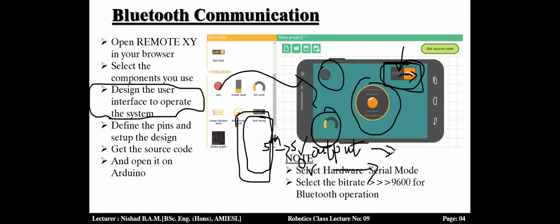Also, you can program how many times and what time interval it has to give 5 volts output. You can program each and every thing. That is the programming. So after that we have to define the pins and set up the design. After you have defined the pins, you have to set up, and then you can obtain the source code. You know how to obtain the source code and open it on Arduino. This is what we have done so far in yesterday's class.